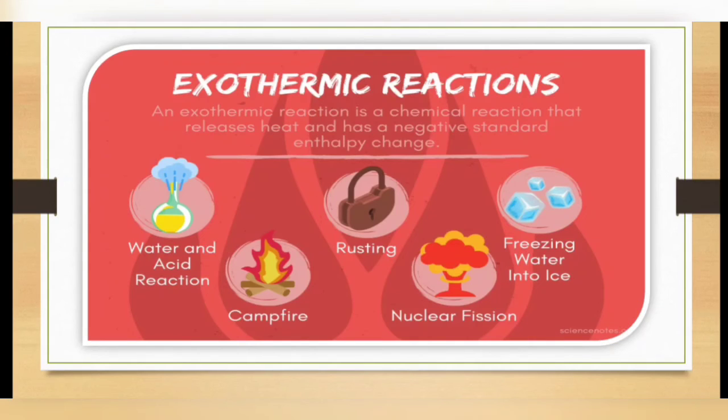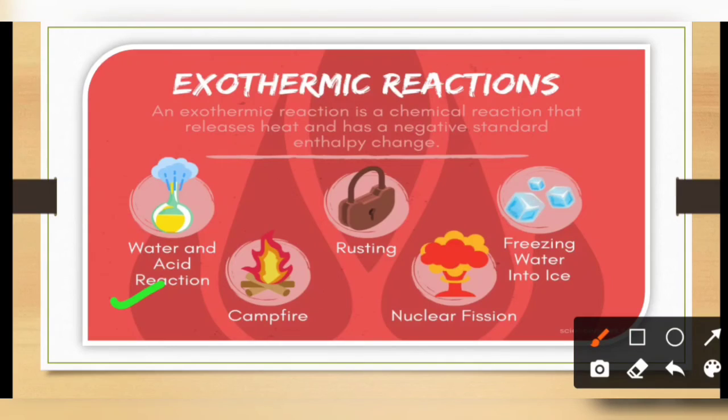Similarly, exothermic reactions include the water and acid reaction. They will burst out the heat generated. You can even feel the heat on that flask also. Campfire, you can easily feel the heat on your palms. Rusting is a slow process, but energy is released in this case. Nuclear fission, and obviously freezing water into ice. Yes, it is also able to release some kind of energy. That's why the molecules get closer and the kinetic energy reduces.